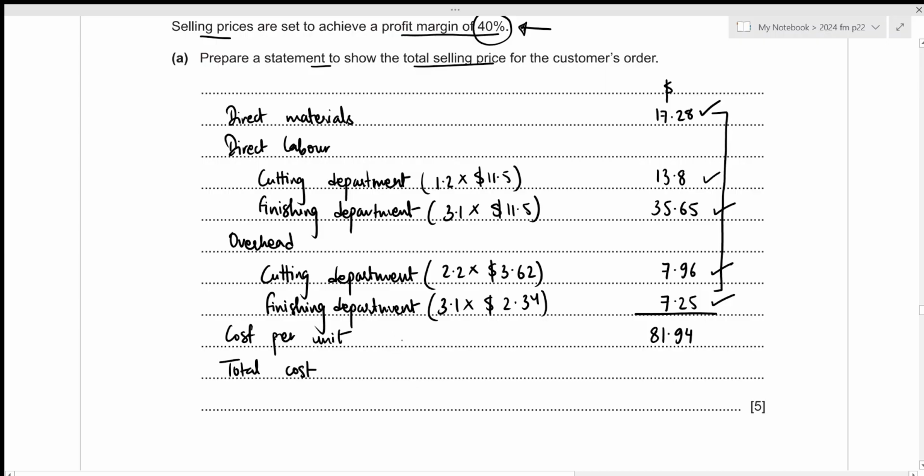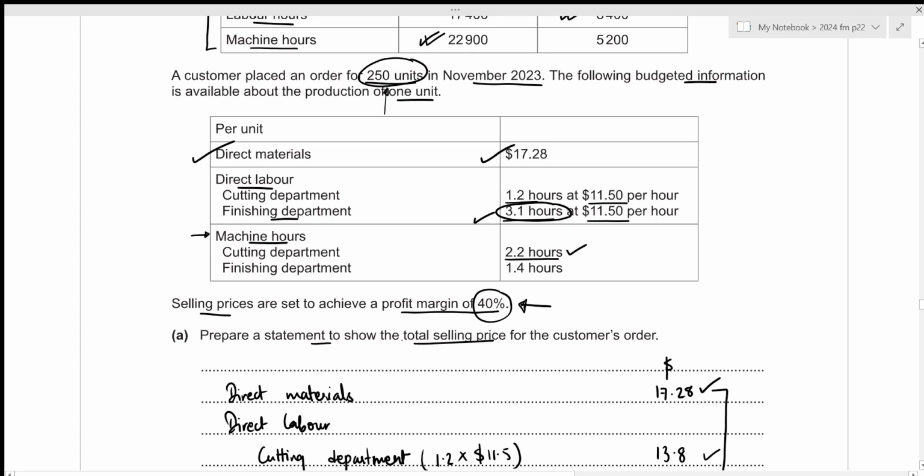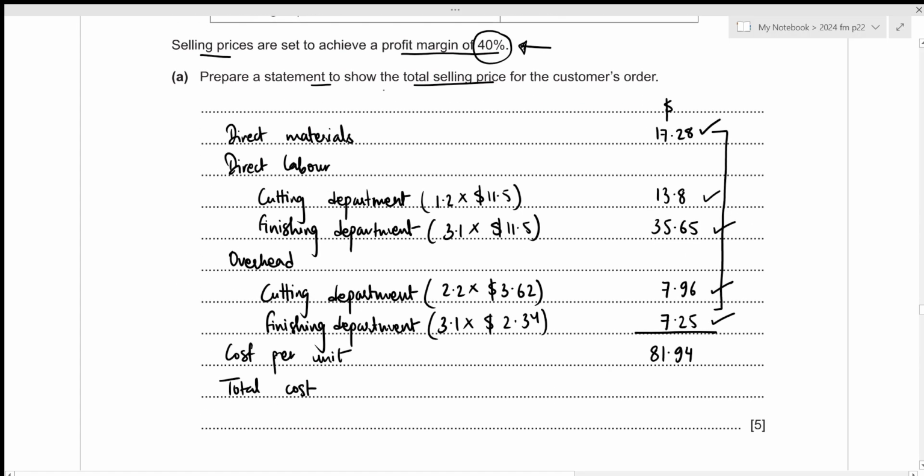So for total cost, remember that the total number of units for this one is 250 units. So we can just multiply the number of units by the cost per unit. That results in the total cost of 20,487. Now we just need to add profit to our total cost in order to get the total selling price.